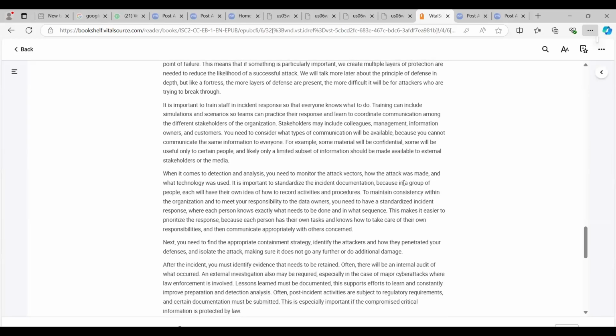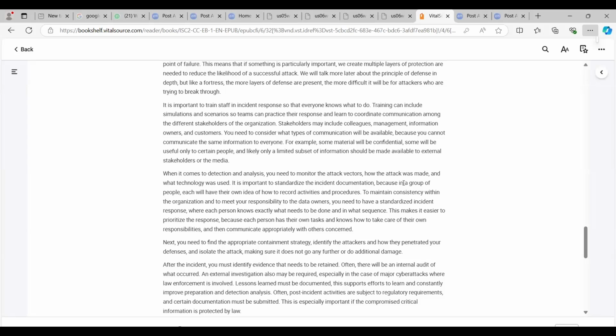Stakeholders may include colleagues, management, information owners, and customers. So you need to consider what types of communication will be available, because you cannot communicate the same information to everyone. The information that you reveal to your colleagues is not the same information that you want to tell news people. If you say this is what happened, our core critical asset is our router, and they exploited our IP, you are revealing a lot of information to the news people already. They don't need to get to know the technical part of what is really going on. You were breached, and that's it for them.